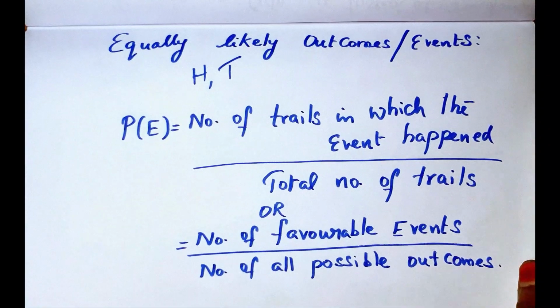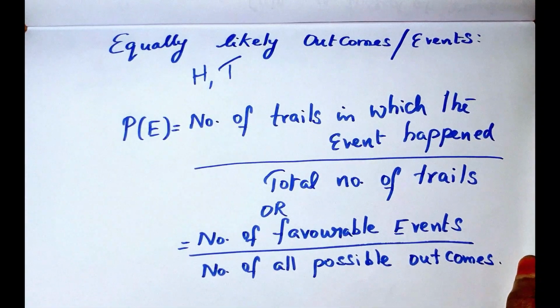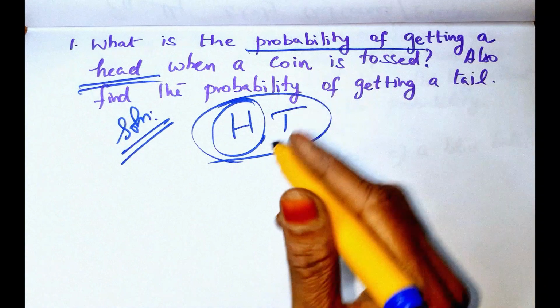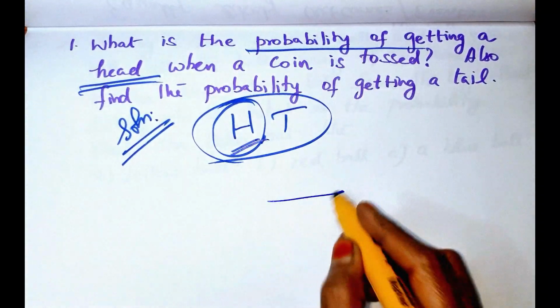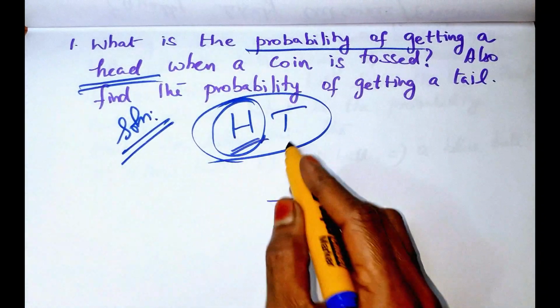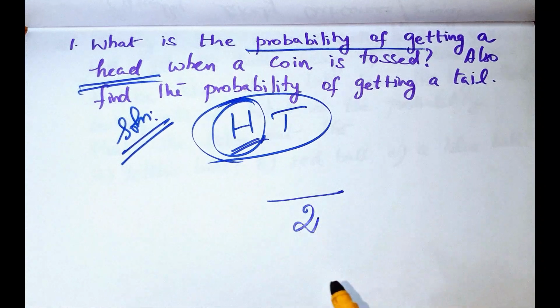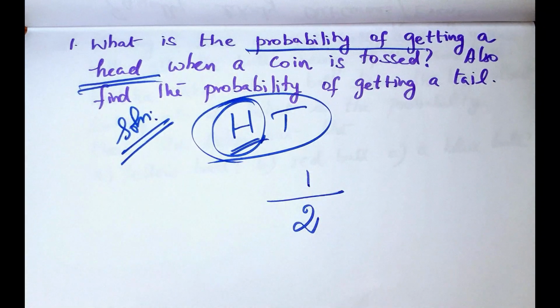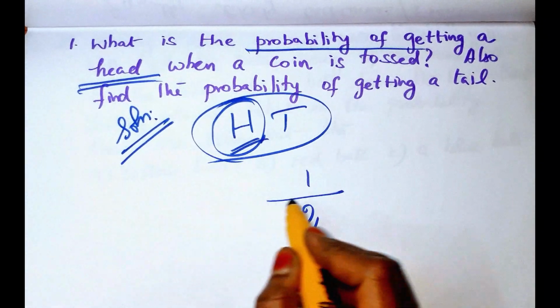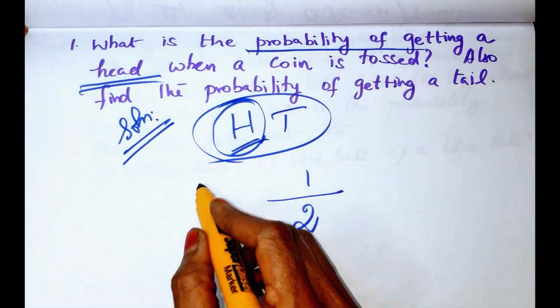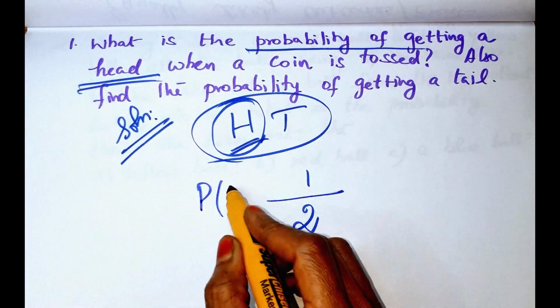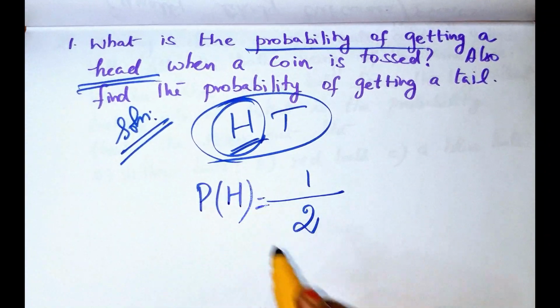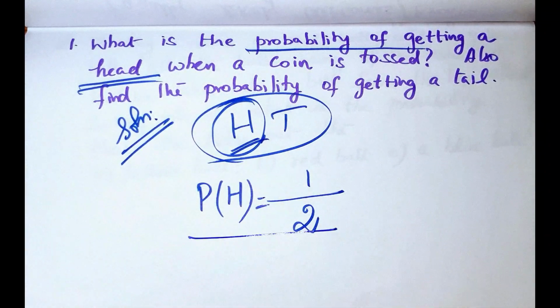In the formula, what do we write in the numerator? The number of favorable events. The total number of events should come in the denominator. The total number of events is 2. Out of that, the number of heads we expect is only 1. So 1 by 2. This is the probability of getting a head. If I denote that as P of H, the probability of getting a head is 1 by 2.